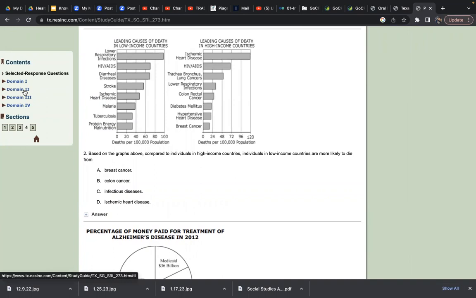Take a full month, do one domain a week and really focus on those domains. Dialogue with the standards involved in that domain and the TEKS covered in that domain.